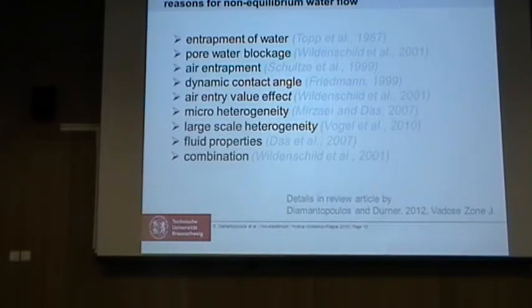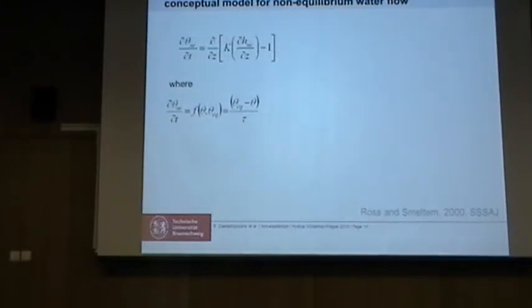So I'm saying that to show that it's very difficult to come up with a physically based model in order to describe these effects, because we don't know exactly what generates this type of flow. So we tried the model of Ross's method in order to describe these effects.